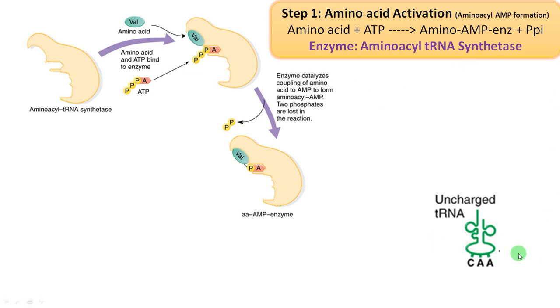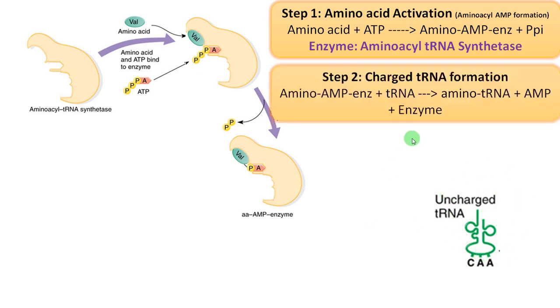So this is called the uncharged tRNA, where the corresponding amino acid is not present. A tRNA that is bound with its specific amino acid is called charged tRNA. The second step is the charged tRNA formation, where aminoacyl AMP enzyme binds to tRNA, forming amino acid plus tRNA. Let us see the reaction.